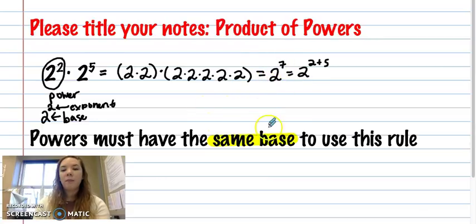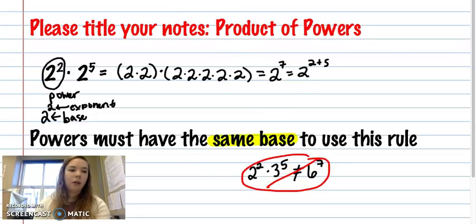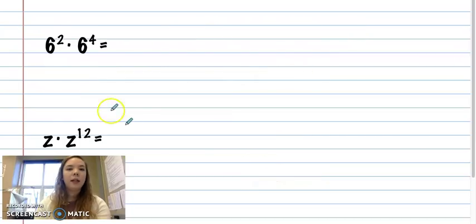Powers must have the same base to use this rule. That's very important. So in this case, both my bases are 2. They're the same number. If I had something like 2 squared times 3 to the 5th, then this would not work. This does not equal 6 to the 7th. Sometimes we'll get that, but this is not possible.